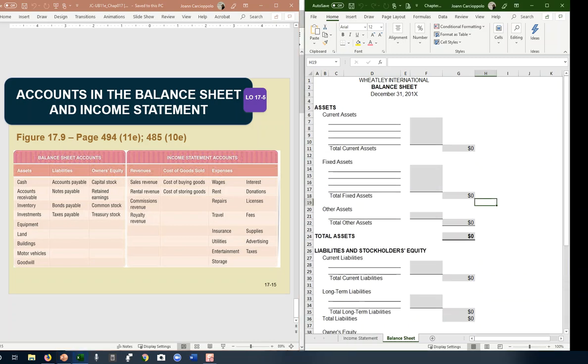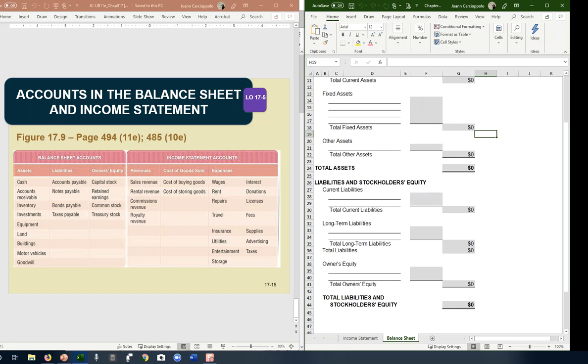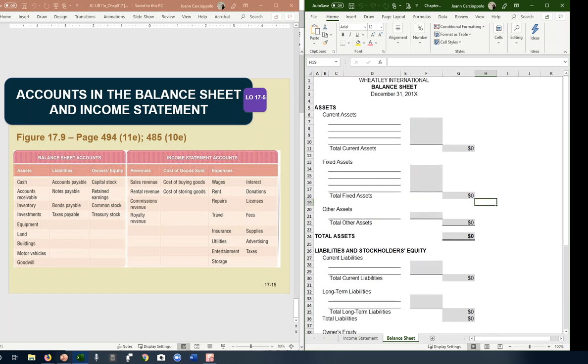Let's click over here to the balance sheet so we are on the same page here. Okay, so if you notice, the balance sheet accounts are broken into the assets and the liabilities and stockholders' equity or owner's equity. So again, cash, accounts receivable, inventory, investments, equipment, land, buildings, motor vehicles, and goodwill are all considered assets on the balance sheet.